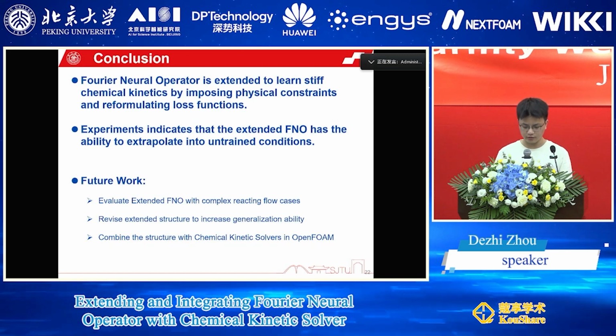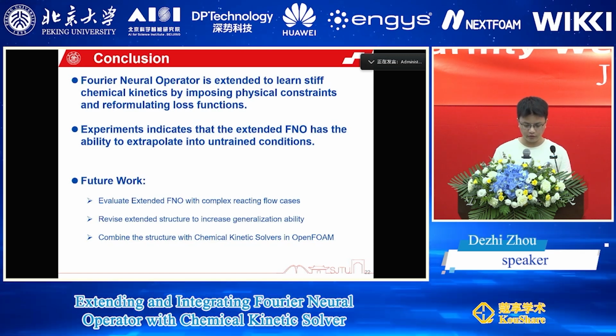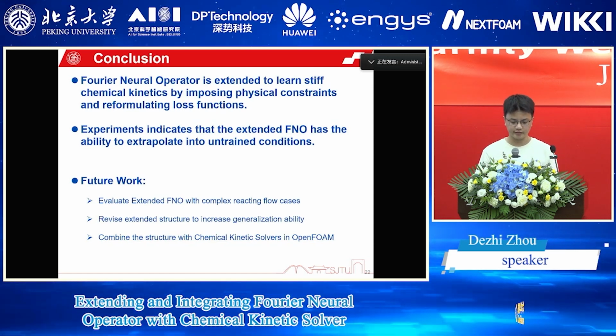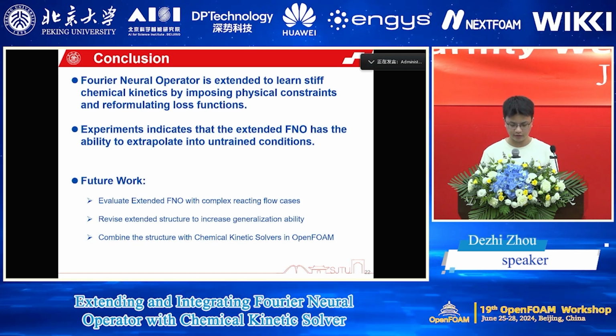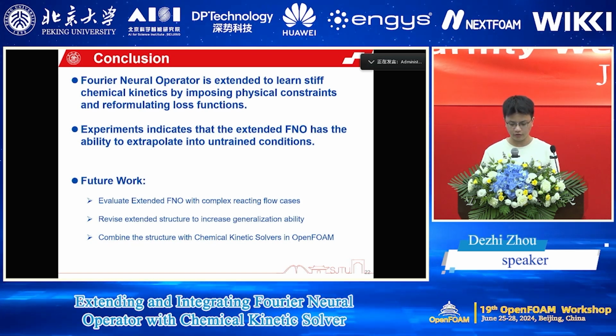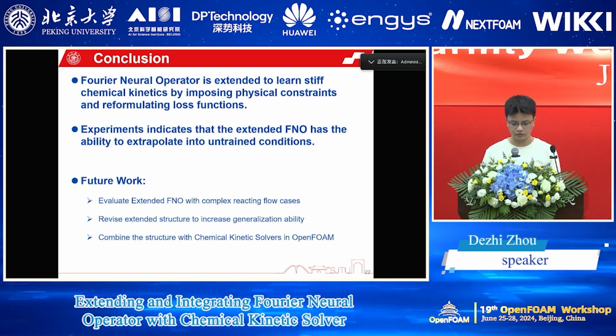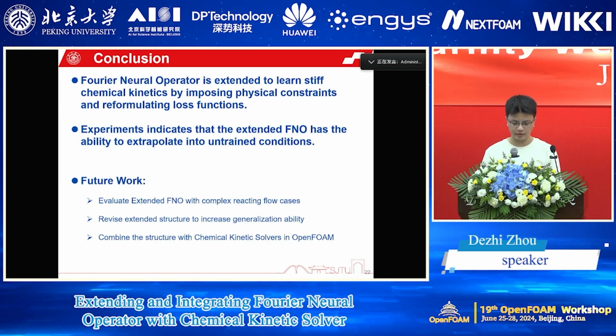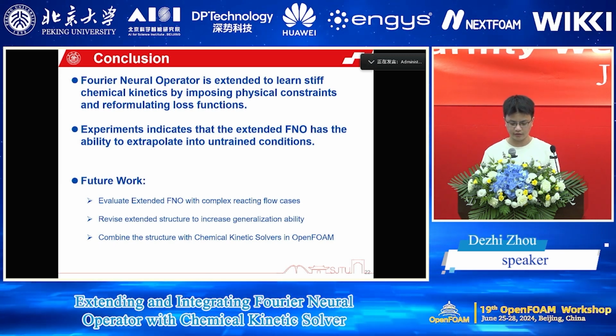Then we come to the conclusion part. In our study, the Fourier neural operator is extended to learn stiff chemical kinetics by imposing physical constraints and reformulating loss functions. Experiments indicate that the extended FNO has the ability to extrapolate into untrained conditions.